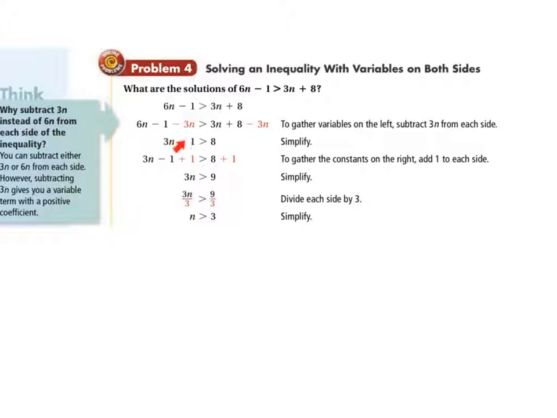Now I'm going to get rid of the minus 1 here by adding 1 to both sides. When I do that, I get the 3n coming down, and 8 plus 1 is 9. Now I'm dividing off a positive 3. When I do that, I don't flip anything, so n is greater than 3.